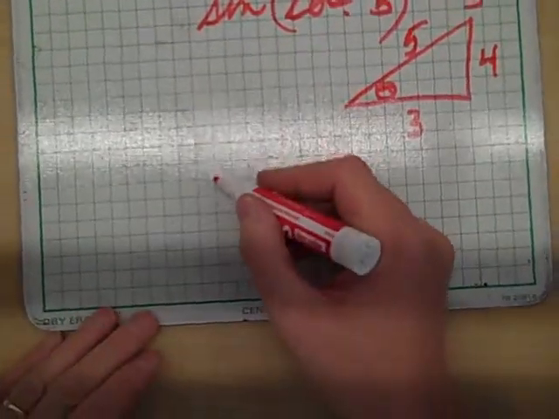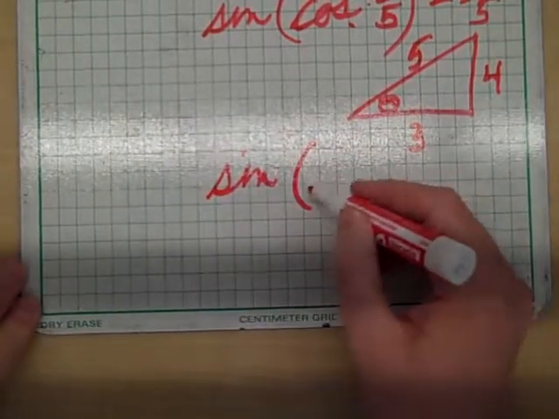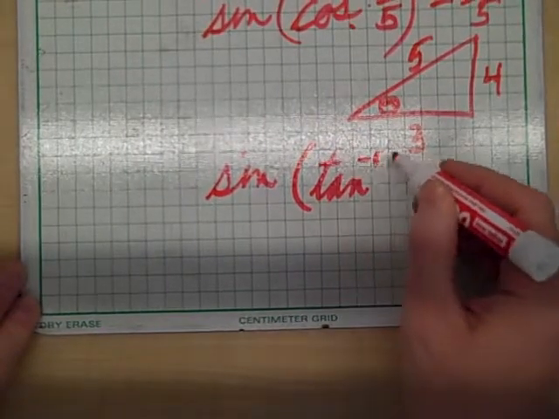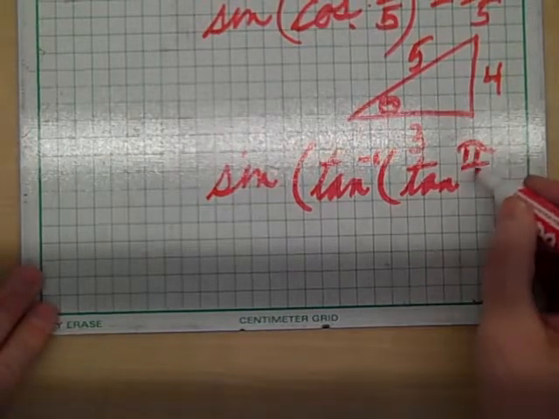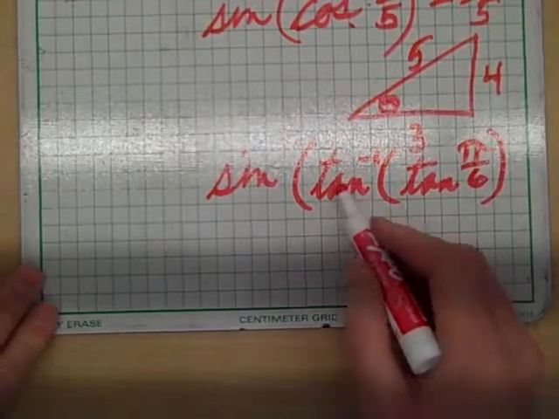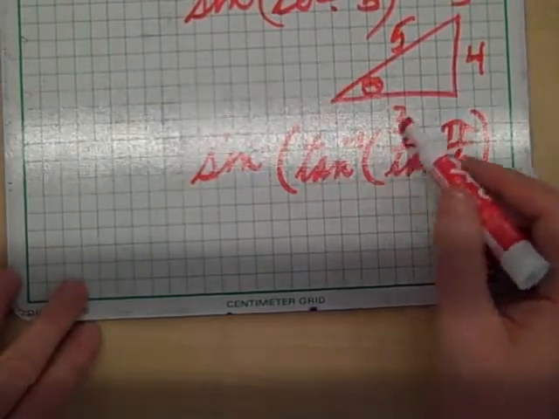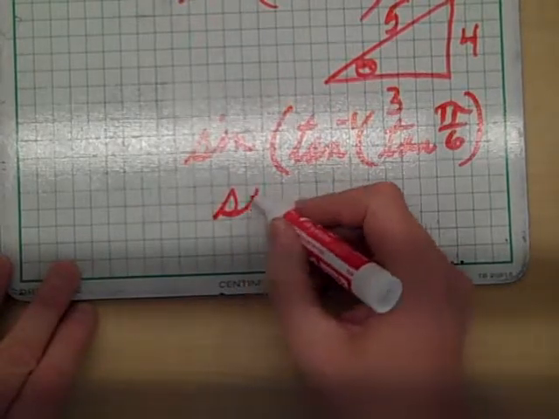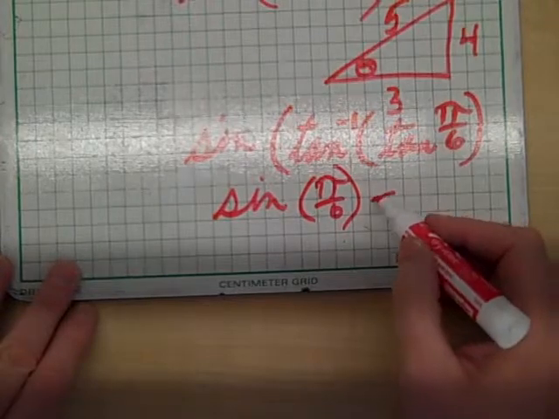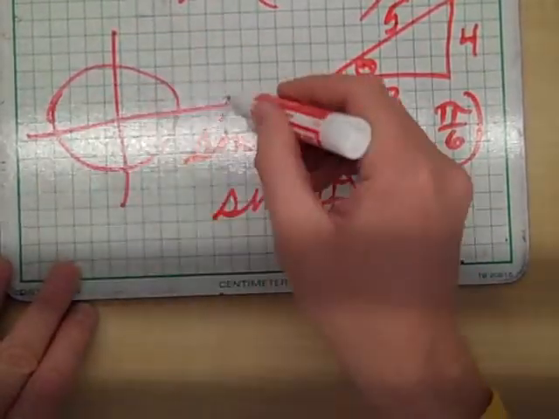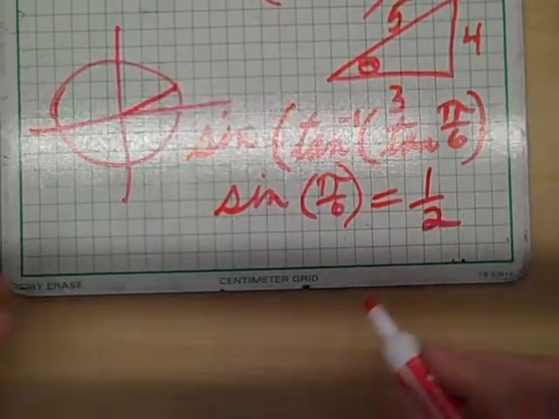Let's try another one. Let's take the sine of the inverse tangent of the tangent of pi over 6. Well, what do you think the inverse tangent of the tangent does to each other? Yes, it will cancel each other out, and that's basically the sine of pi over 6. And if you look at the sine of pi over 6, pi over 6 is over this way, you're looking at 1/2.